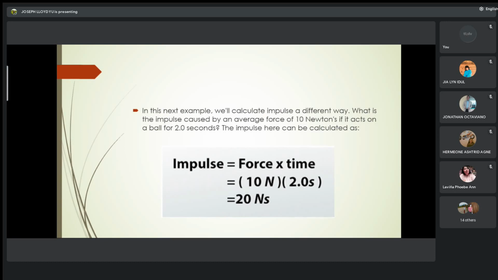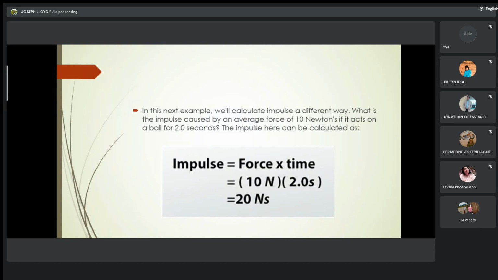And in this next example, we'll calculate impulse a different way. What is the impulse caused by an average force of 10 newtons if it acts on a ball for 2 seconds? The impulse here can be calculated as impulse equals force times time.